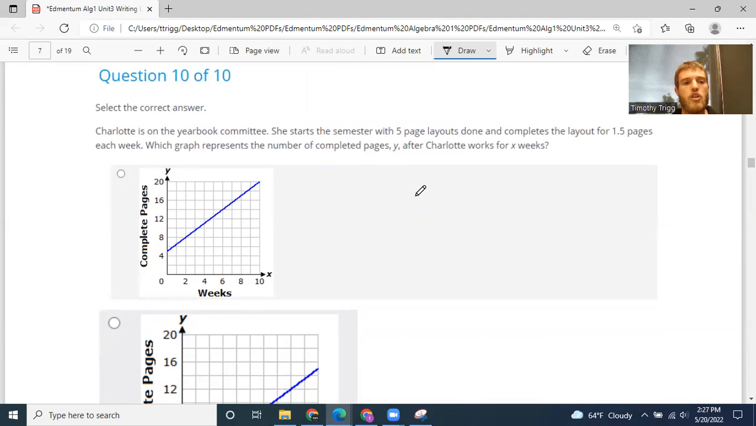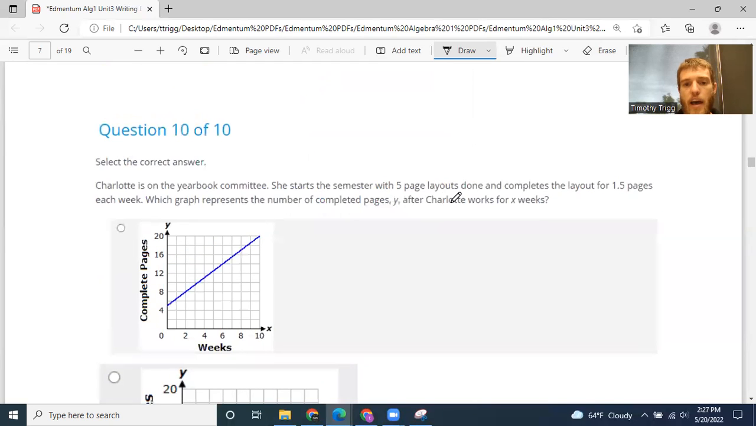Last one. Charlotte is on the yearbook committee. She starts the semester with 5 page layouts done and completes the layouts for 1.5 pages each week. Which graph represents the number of completed pages, y, after Charlotte works for X weeks? So here we're going to have y equals. Now, how much is she completing each week? Well, it says 1.5 pages each week. And X is the number of weeks. So it's 1.5 times X.